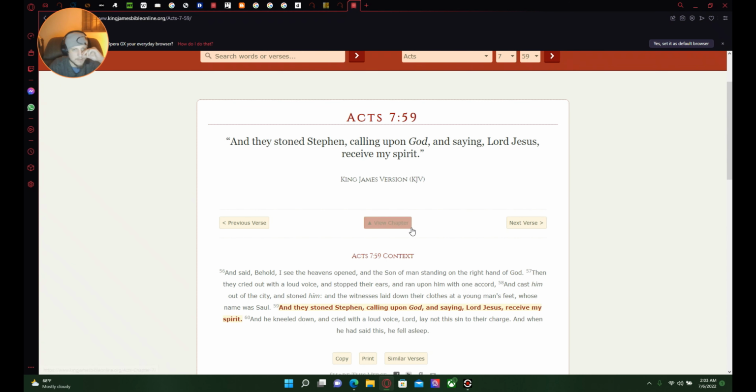Well, here's Stephen, when he's about to get stoned. Acts 7, we'll do 56-59. And said, Behold, I see the heavens open, and the Son of Man standing at the right hand of God. See, I'm not crazy. Here's Stephen, seeing him at the right hand of God, which means he's reigning now with God. Crazy concept. But then they cried out with a loud voice and stopped their ears, and ran upon him with one accord and cast him out of the city and stoned him. And witnesses laid down their clothes at a young man's feet, whose name was Saul. And they stoned Stephen, calling upon God and saying, Lord Jesus, receive my spirit.